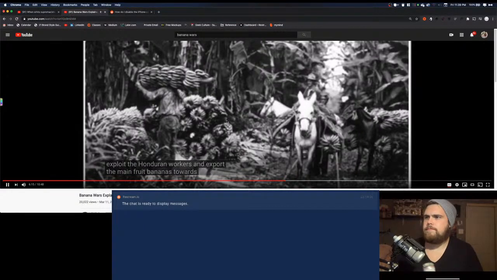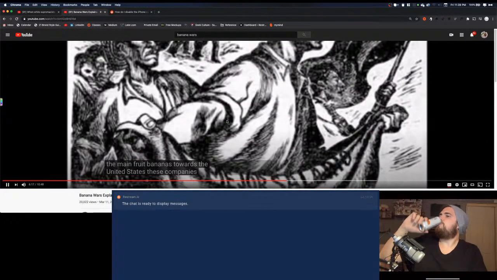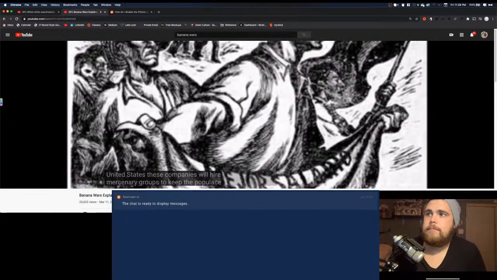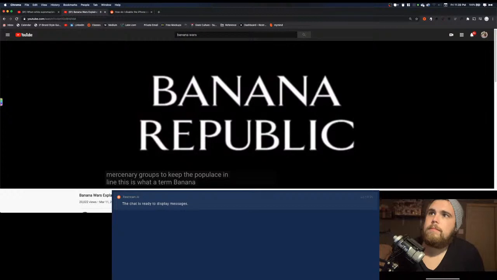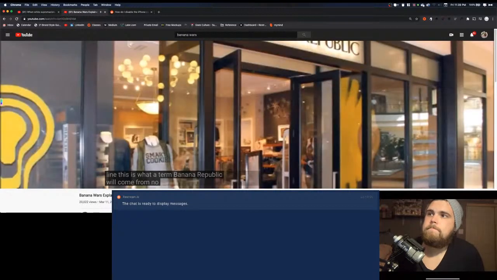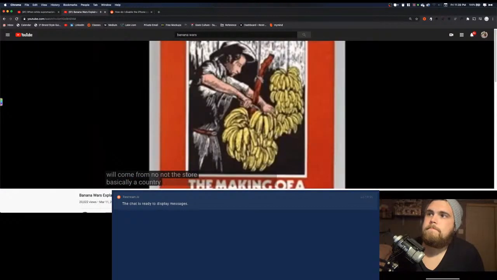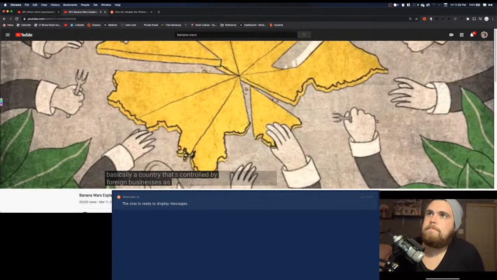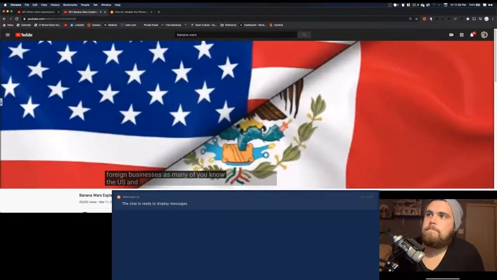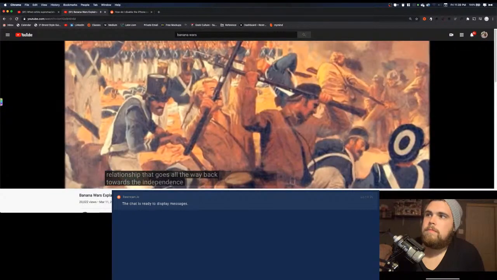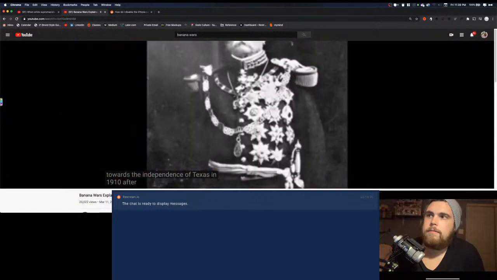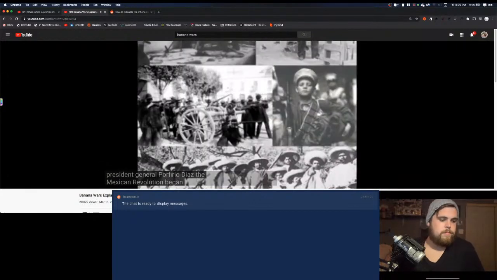The main fruit, bananas, towards the United States. These companies will hire mercenary groups to keep the populace in line. This is where the term Banana Republic would come from. No, not the store, basically a country that's controlled by foreign businesses. As many of you know, the US and Mexico has a very complicated relationship that goes all the way back towards the independence of Texas. In 1910, after anger toward the Mexican president General Porfirio Diaz, the Mexican Revolution began.